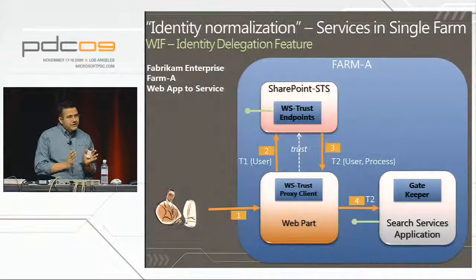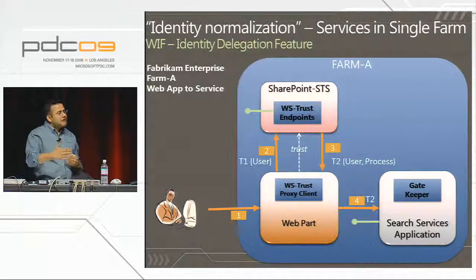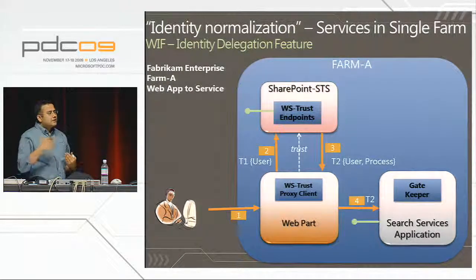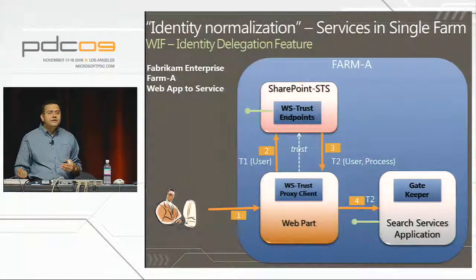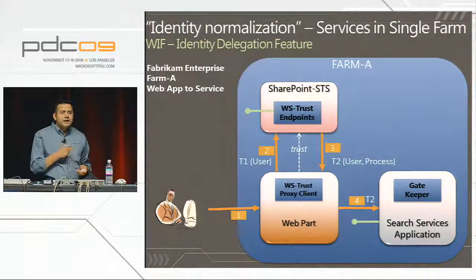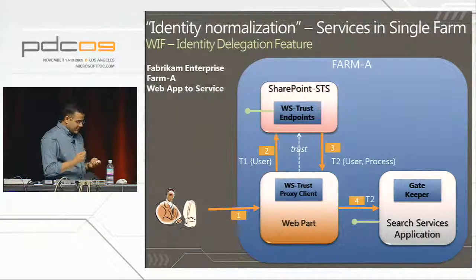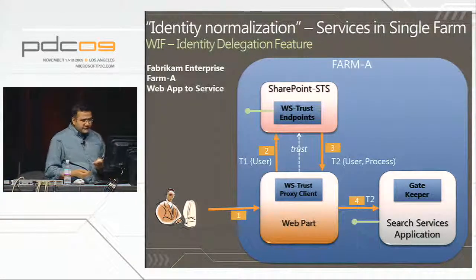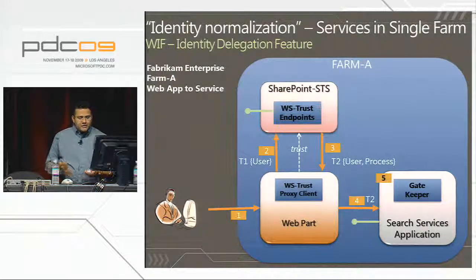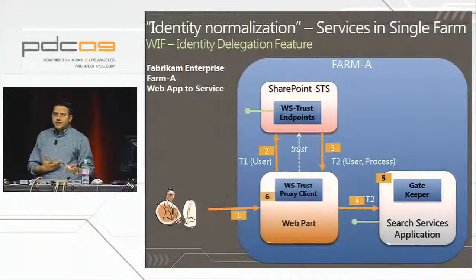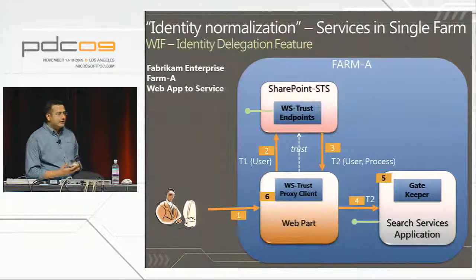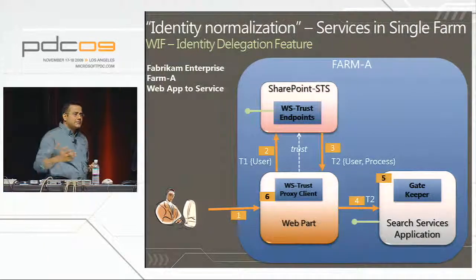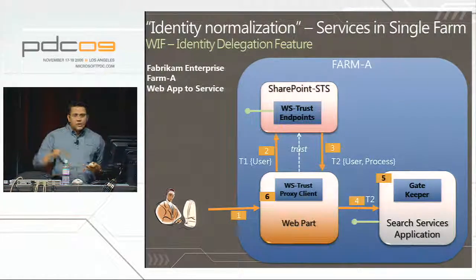The service application can then do additional checks if it wants to, based on the user. And in this case, the search service is doing additional checks and then filters out the data that goes out as the results. Okay? So that's step number 5, that's action requirements. And then once the results come back, the user is now able to see the results in its web part.